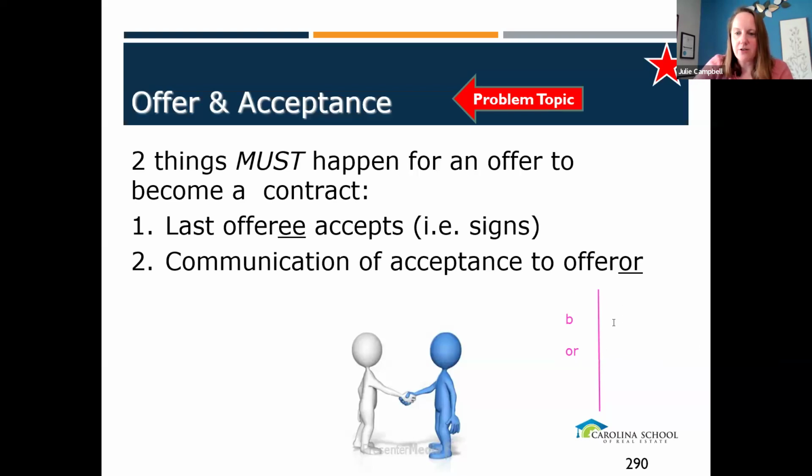So back to our contract formation wall. Buyer makes an offer to the seller. The offeror makes an offer to the offeree. The offeree has 3 choices. They can accept, reject, and counter.